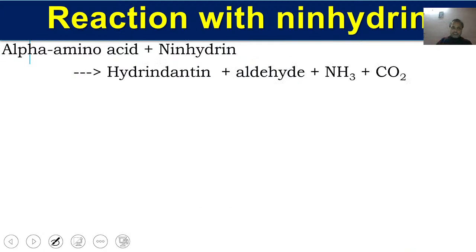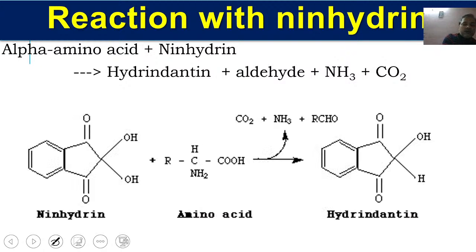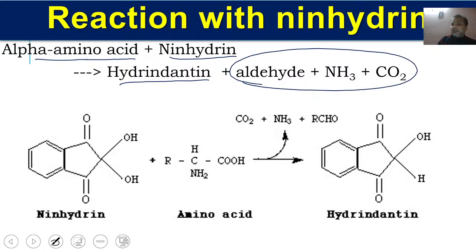So structurally, these are the reactions. I have told you two reactions. The first reaction is an alpha amino acid reacting with ninhydrin, which gives you hydrindantin. The amino acid will be divided into three fragments: aldehyde, ammonia, and carbon dioxide.